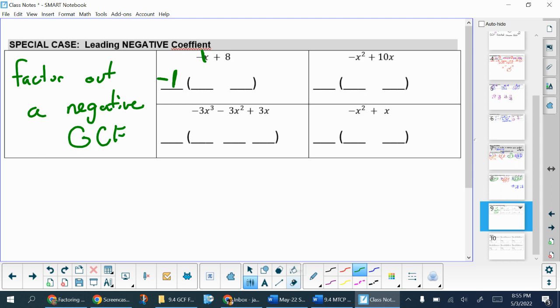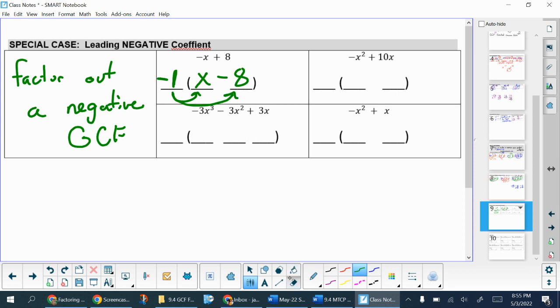And then I have to ask myself, okay, well, negative 1 times what makes negative x? Well, negative 1 times x makes negative x. And then negative 1 times what makes positive 8? Well, I got to take a negative times a negative to get positive 8. Negative 1 times negative 8 makes positive 8.